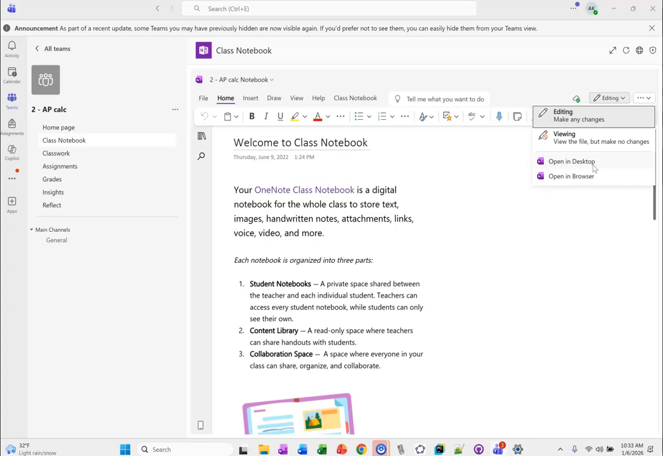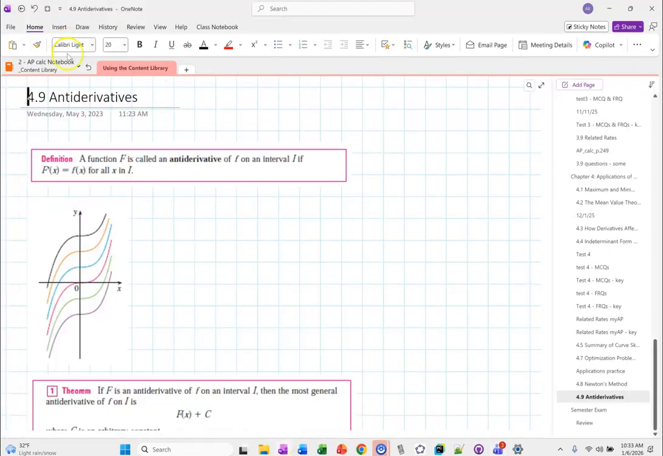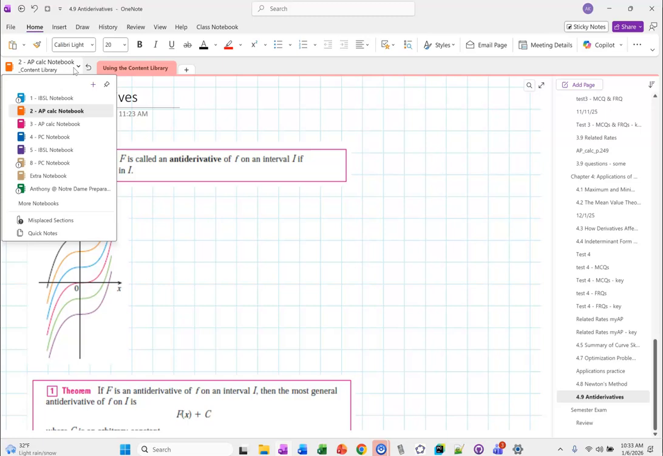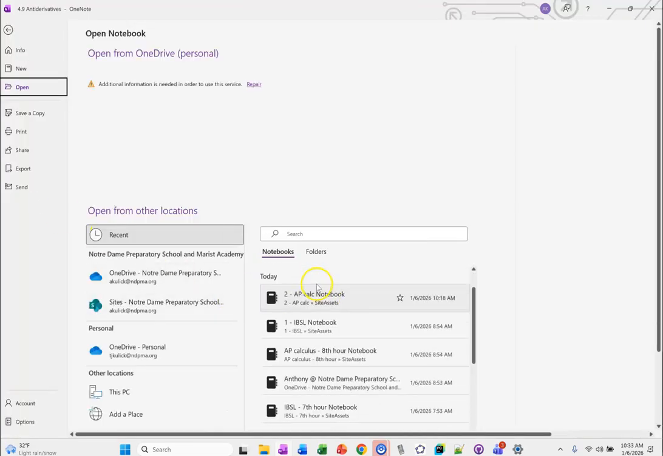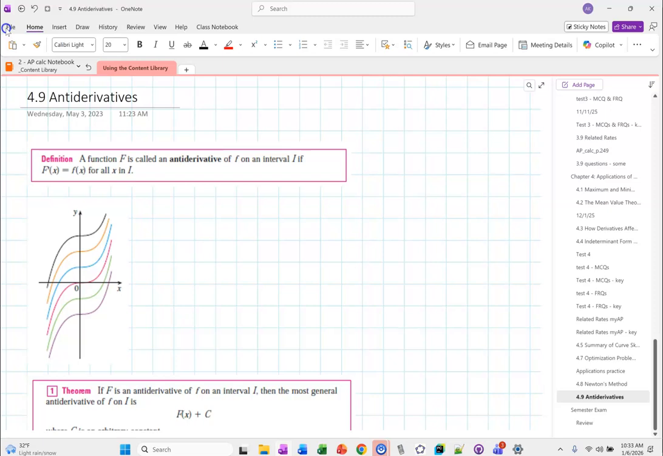On occasion, you'll hit open in desktop and it won't be in your list here. If that's the case, just go to more notebooks, it should be listed in the stuff that you can open, and you just might have to open it manually. That occasionally will happen. I don't know why it happens sometimes and not others, but after you've done that, you're all set. You're in the new notebook for the semester, and we're ready to rock and roll.